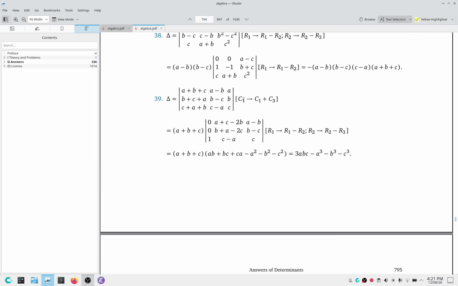So what we do here is we do column 1 equals column 1 plus column 3. We get a plus b plus c in the first column, all of it. So we take that out, it will become 1 1 1, and then we do R1 equals R1 minus R2, and R2 equals R2 minus R3. Then we have two zeros here, and we have got this one. So we expand along the first column, and we finally arrive at the result 3abc minus a cube minus b cube minus c cube.